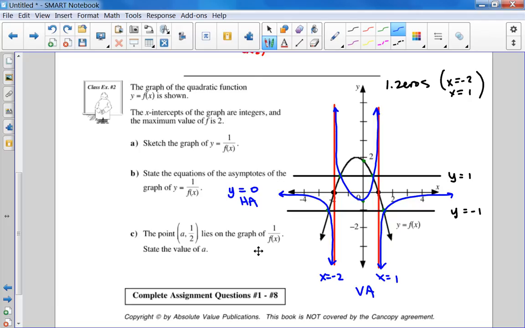Okay, for the test, you're going to have to be able to sketch 1 over f of x when f of x is linear and when f of x is quadratic. The horizontal asymptote will always be 0.